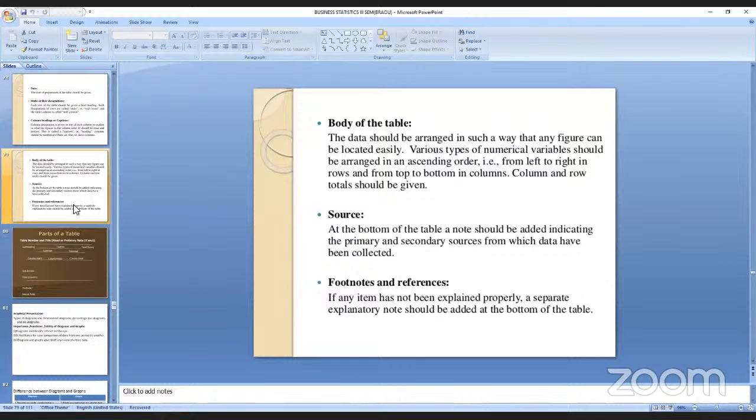Column and row totals should be given. For a column or row of the table, it is compulsory, you have to give the total.